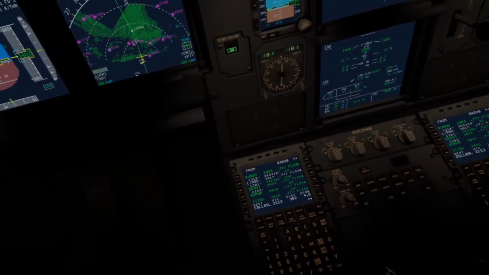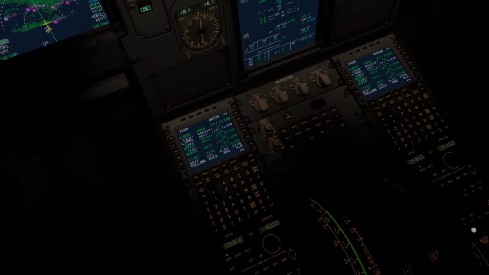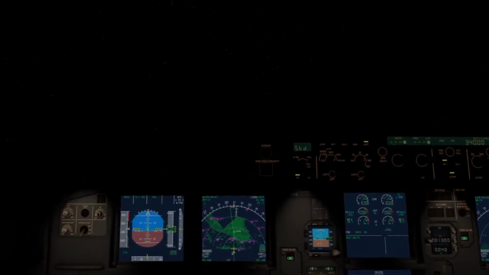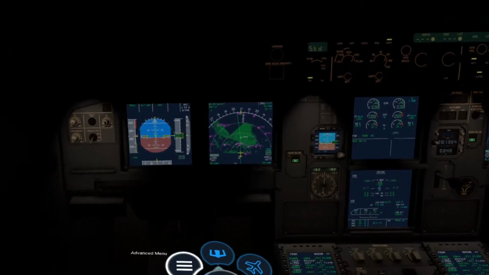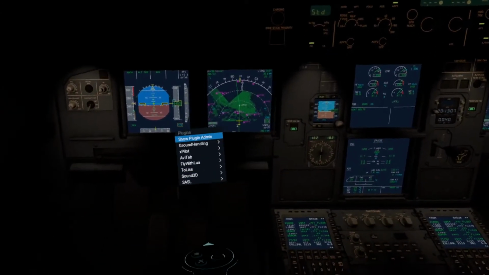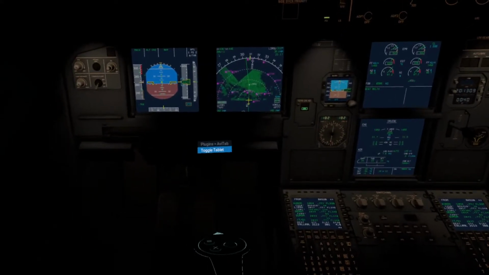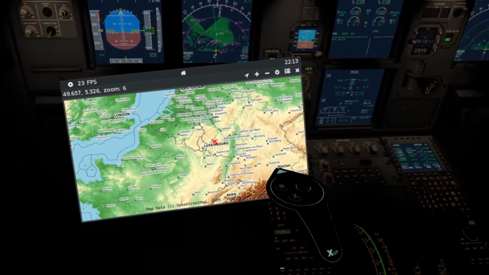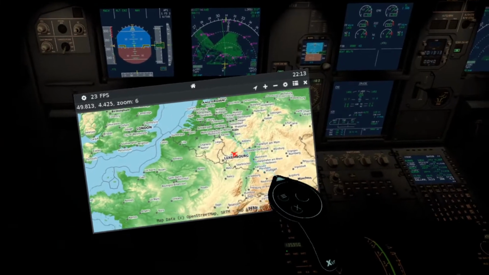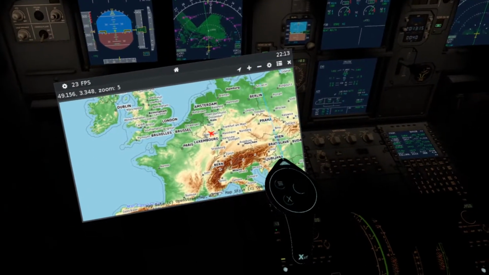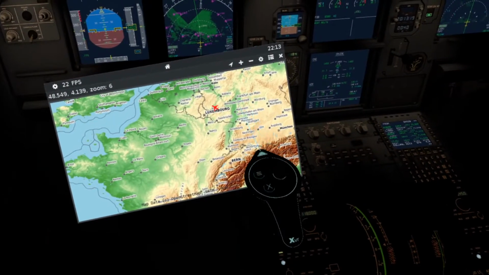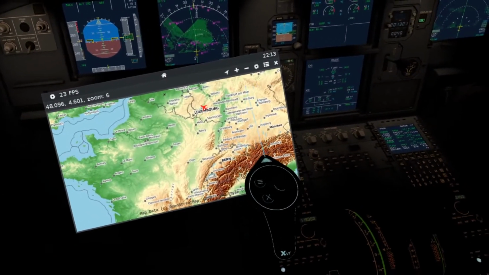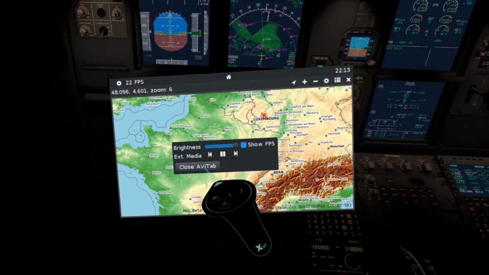The distance did increase for some reason. I don't know why, but yeah. Anyways, 382 nautical miles. That's not that far from London Heathrow. So let's check on the map. As you can see, we're just passing Luxembourg. I would say it's about halfway. Makes sense though.